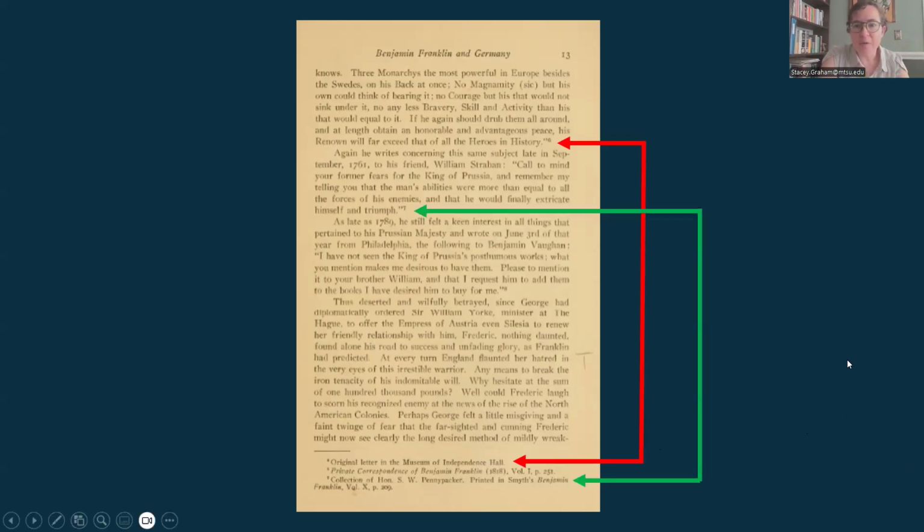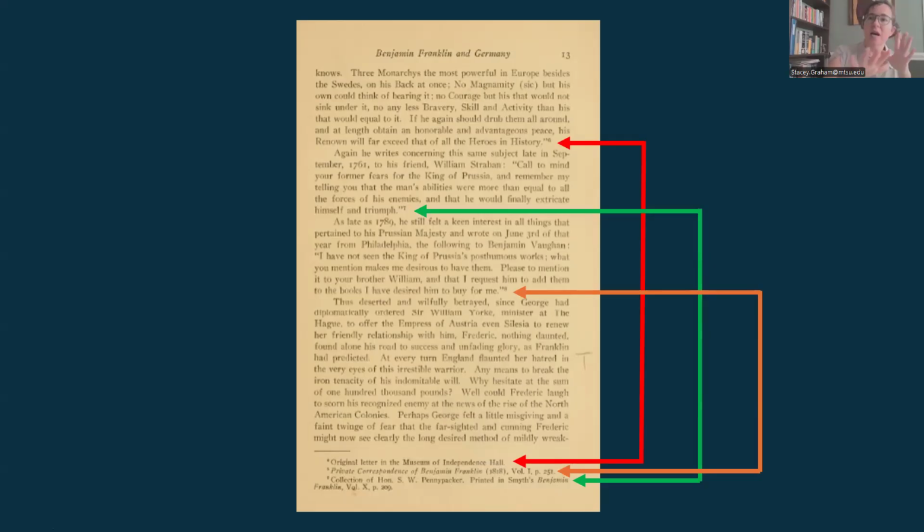The second footnote references the collection of the Honorable Pennypacker printed in a book about Benjamin Franklin. So that probably is another primary source collection. And then this third one references the private correspondence of Benjamin Franklin. So that would have referenced a letter that he wrote or some other official correspondence. And you may have noticed that there's a strange order of the footnotes, going 687 instead of 678. I think that must be a printing error because I've never seen that before.